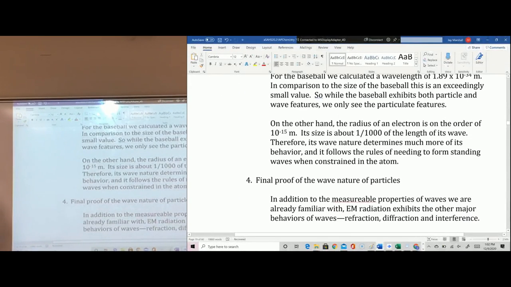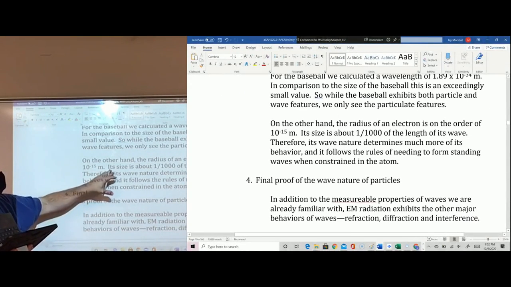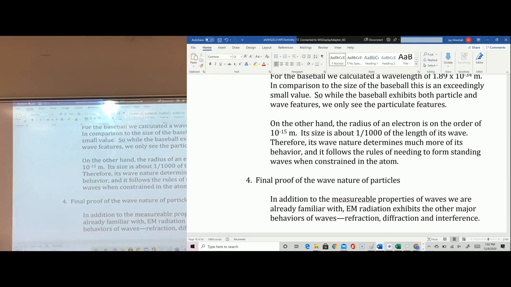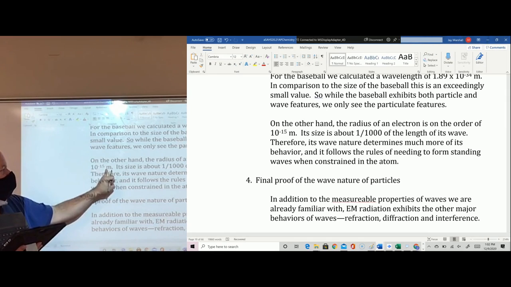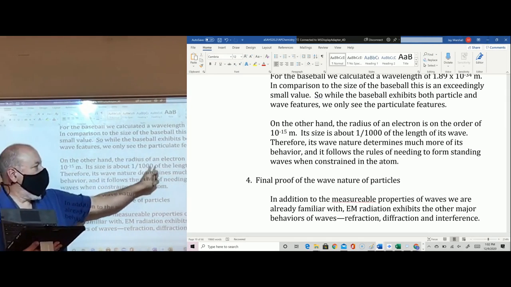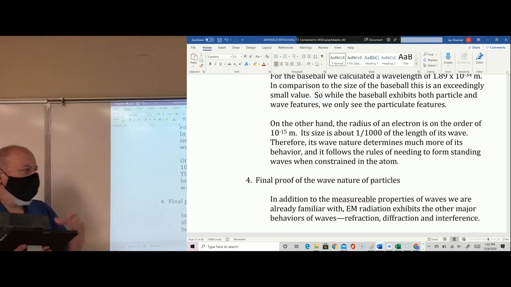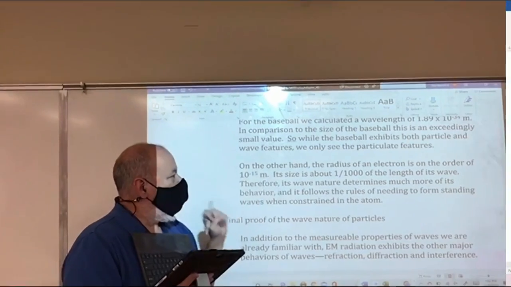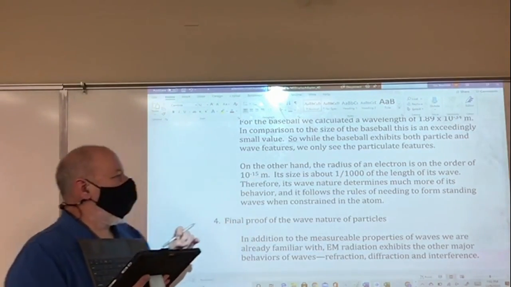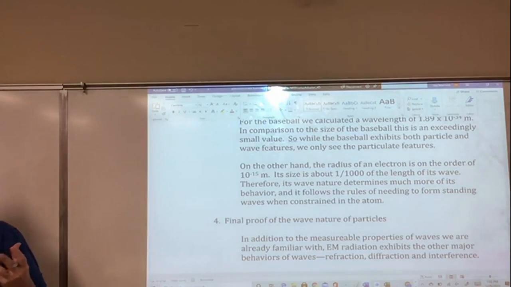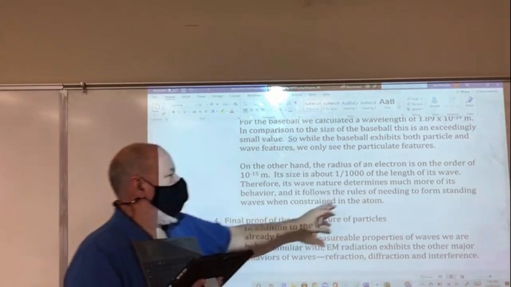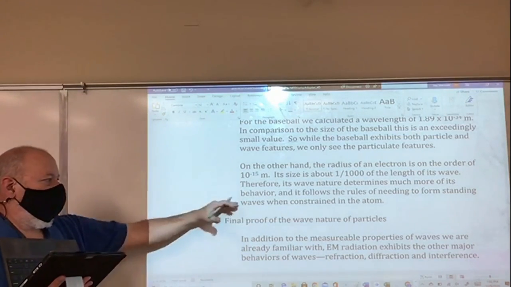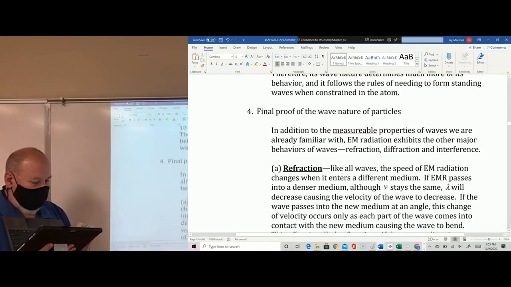On the other hand, the radius of an electron is on the order of 10 to the negative 15th meters. Its size is about 1,000th of the length of its wave. Okay, so the electron's radius is about 10 to the negative 15th meters. It's smaller than the length of its wave. The baseball's a lot bigger than the length of its wave, so we see the particle nature. The electron is a lot smaller than the length of its wave, so we see the wave nature. Okay? Therefore, its wave nature determines much more of its behavior, and it follows the rules of needing to form standing waves when constrained in an atom.